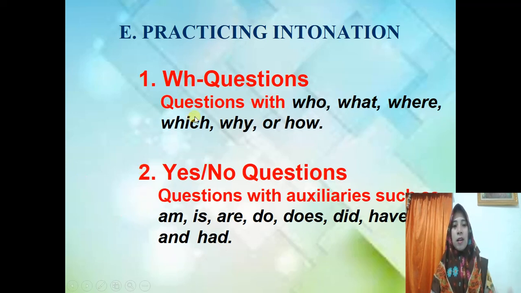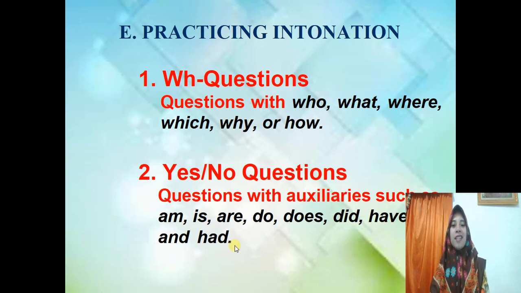I will repeat once more so that it's more clear. WH questions with who, what, where, which, why, or how are spoken with a falling intonation. The tone of voice goes down. And then, yes-no questions with auxiliaries such as am, is, are, do, does, did, have, has, and had are spoken with rising intonation. The pitch of the voice goes up. Okay, did you get the point? Are you with me?